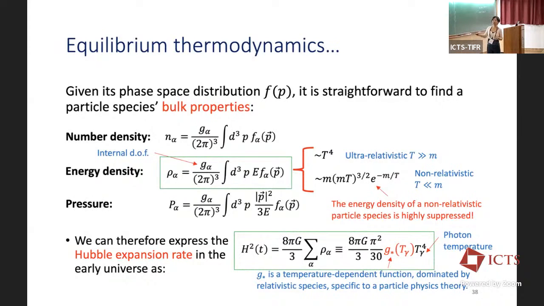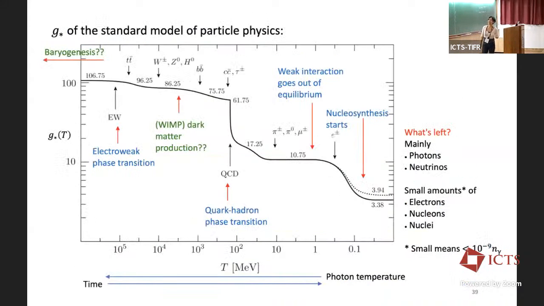Okay? It is a function of temperature, because what things are relativistic and what particles are not relativistic depends on how hot your soup is. But no matter what temperature you look at, this G star function here will be dominated by particles that are relativistic at that time, simply because of this Boltzmann suppression that we get once things become non-relativistic. And the G star function overall is a function of the particle physics theory that you supply. And for the standard model, it looks like this.